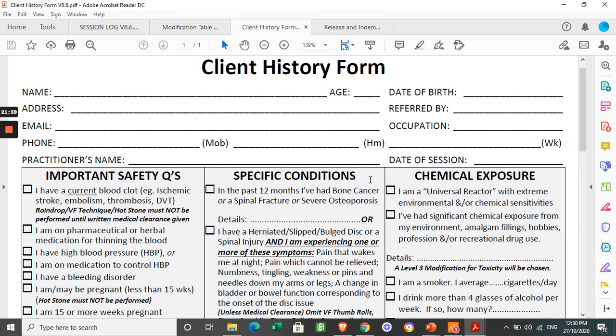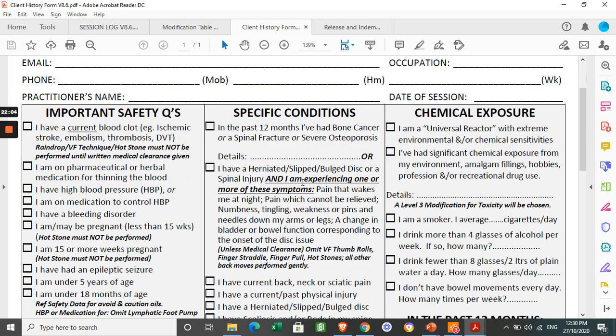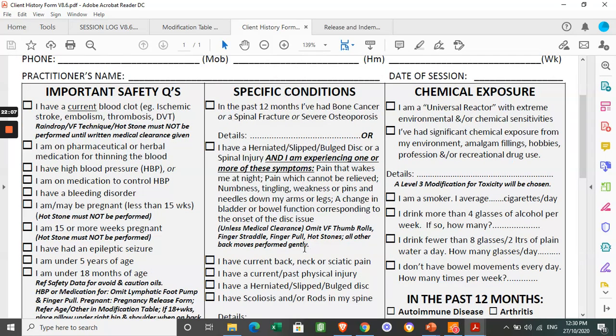All right. Now, coming to specific conditions. This is our middle column. Now, again, there's this common theme where the bold italics are telling you what to do. All right? Specific conditions. In the past 12 months, I've had bone cancer or a spinal fracture or severe osteo. Details. Someone may even put there a spinal operation. That's going to ensure that we modify with these bold italics here at the bottom. Okay? That's what we're going to modify for these two specific conditions here.